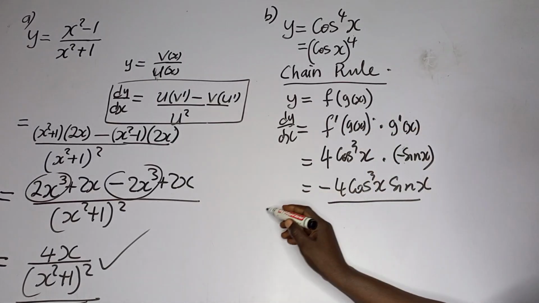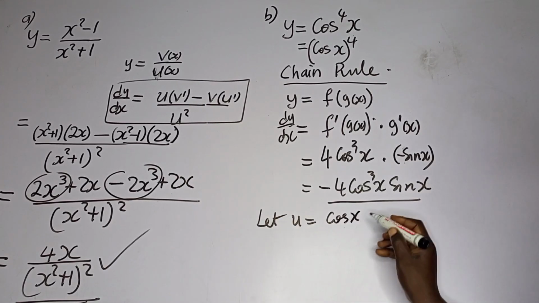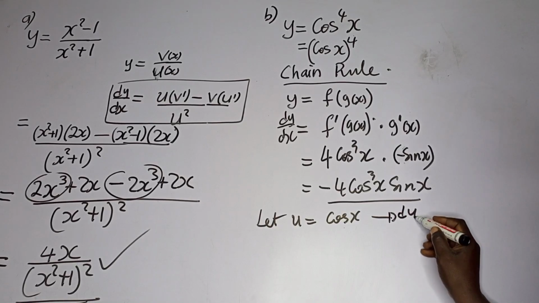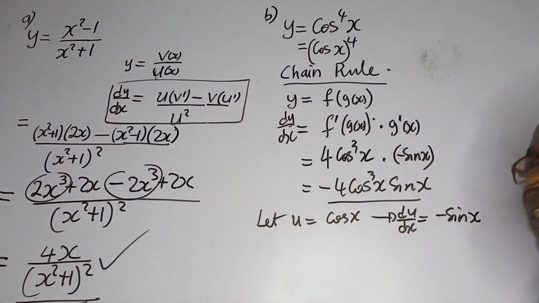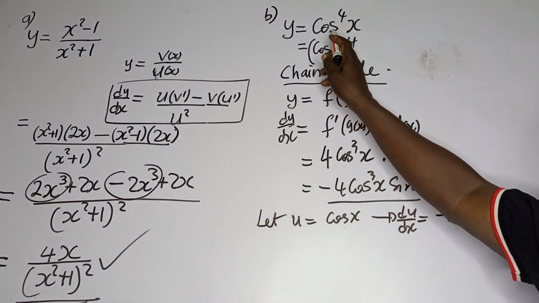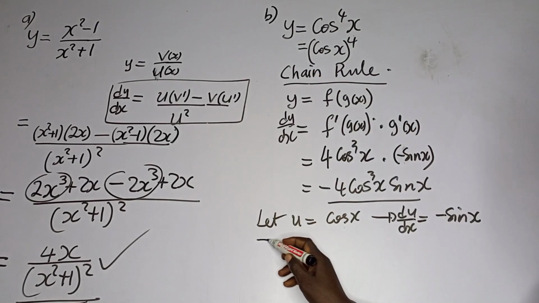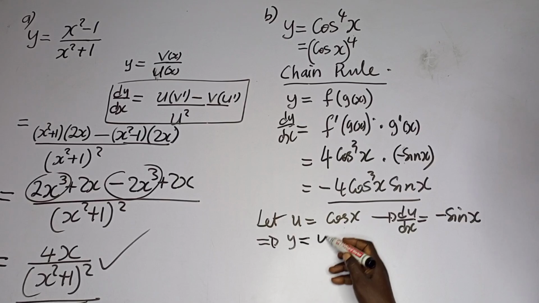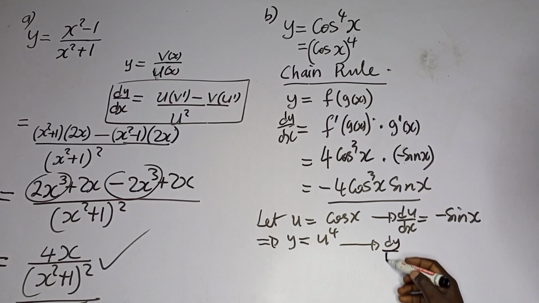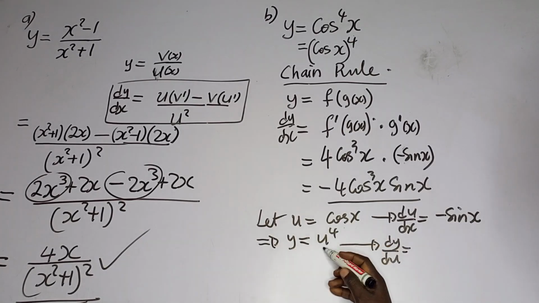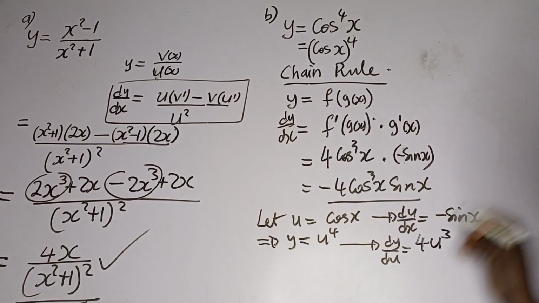Method 2, we use the chain rule. This one is a mental method. The chain rule says we let u be our inner function, cos x. Then we get du/dx, which is negative sine x. Therefore y is equal to u to the power 4, so our y in terms of u will be u to the power 4. Now we try to get dy with respect to du. We differentiate y with respect to u, and we have 4u cubed.